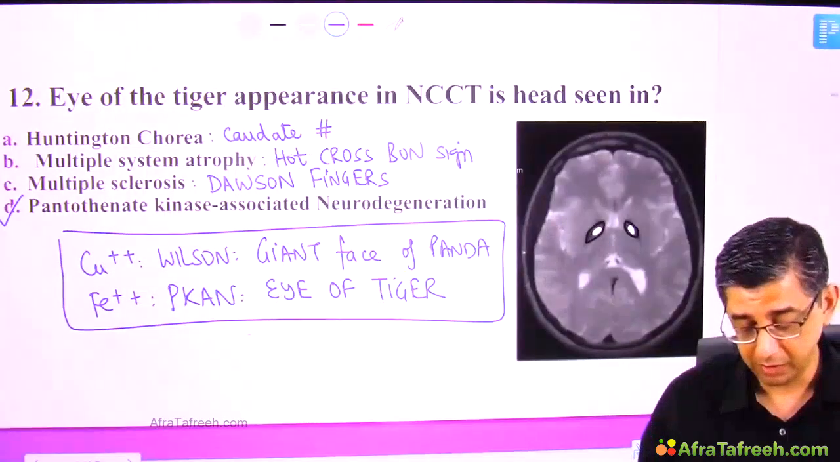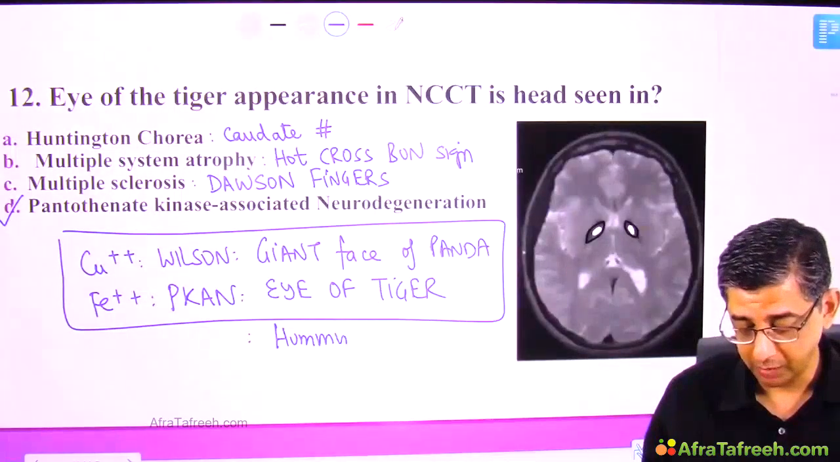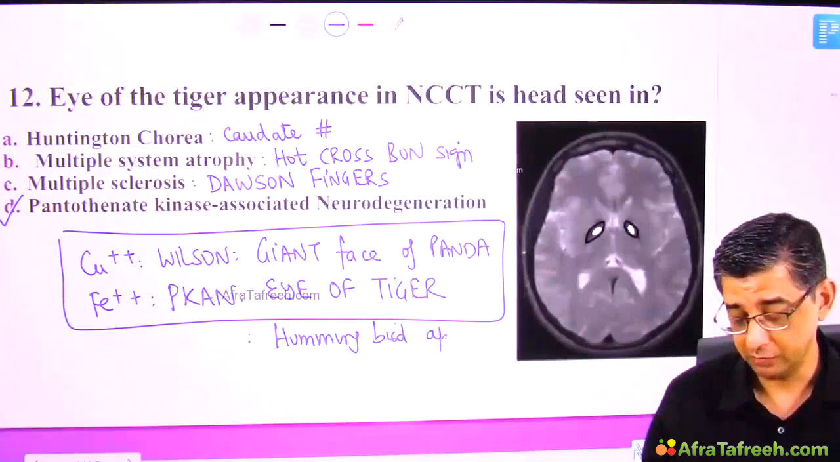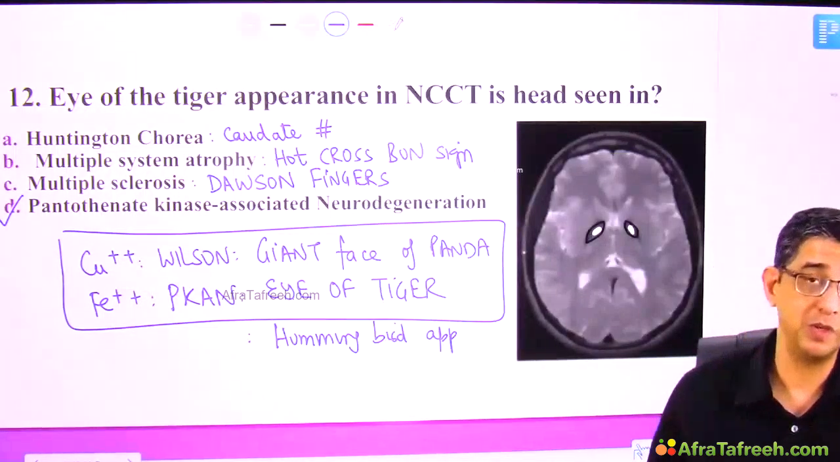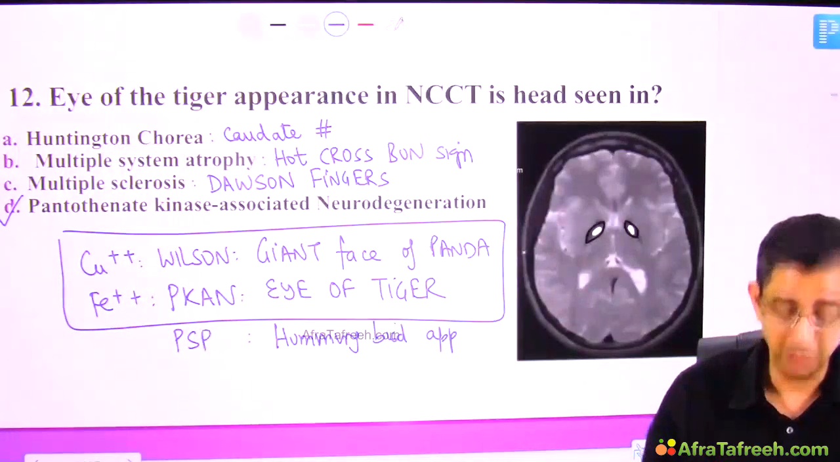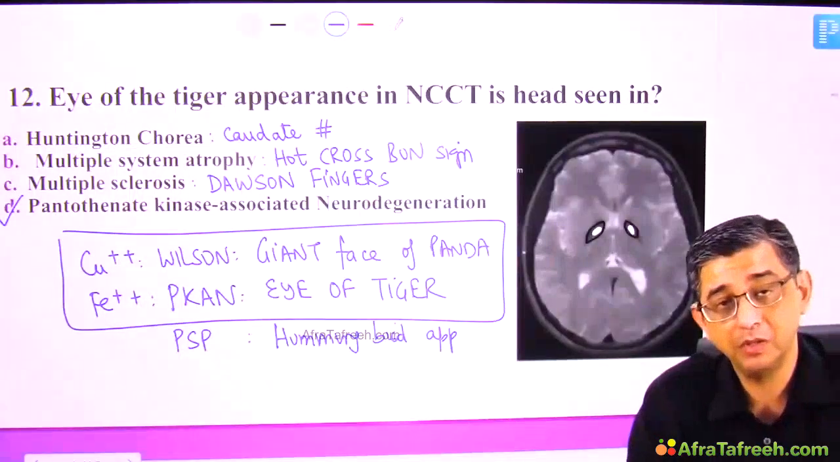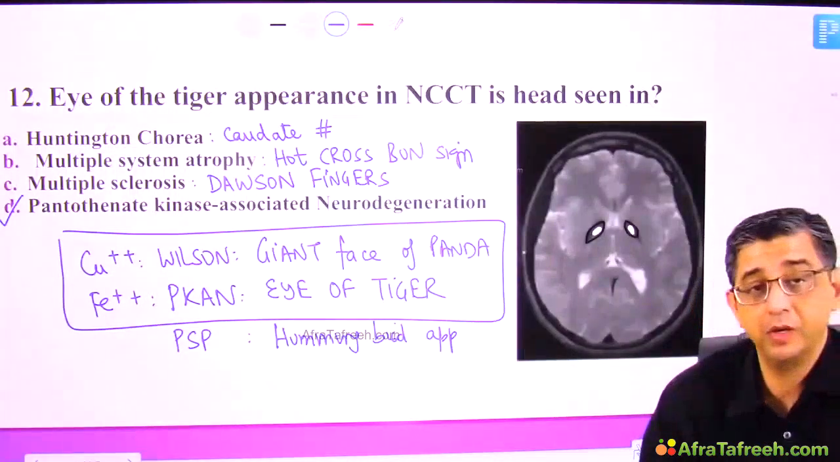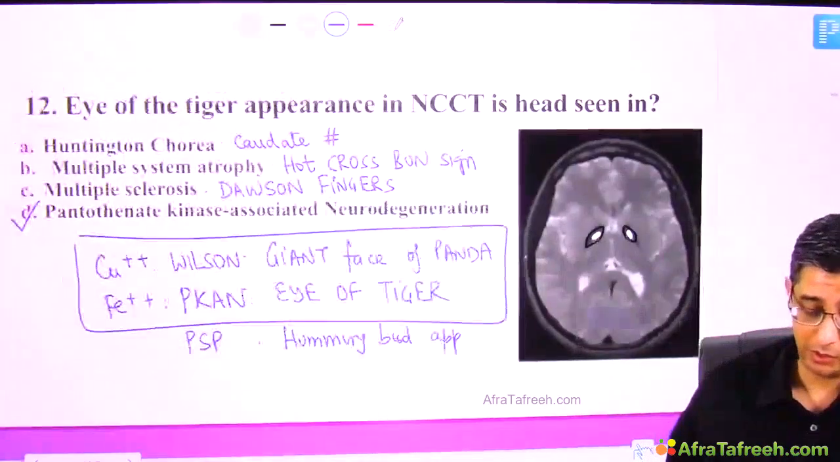And apart from this, I've already sensitized you to a bird in the brain also, right? We spoke about the hummingbird appearance on an MRI or a CT head. This is with respect to damage to the midbrain, especially the superior colliculus, and the disorder that was discussed was PSP, an atypical Parkinsonism called progressive supranuclear gaze palsy. The answer to this question is delta.